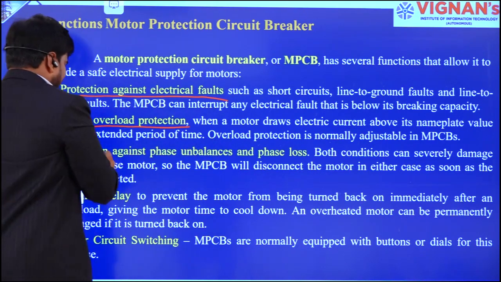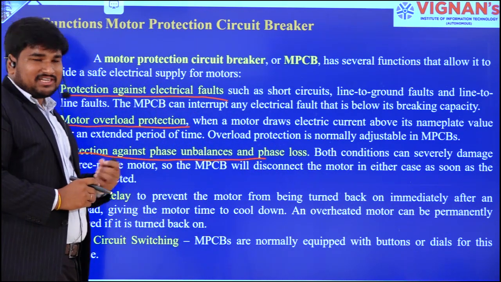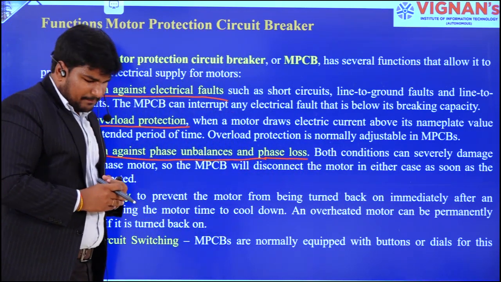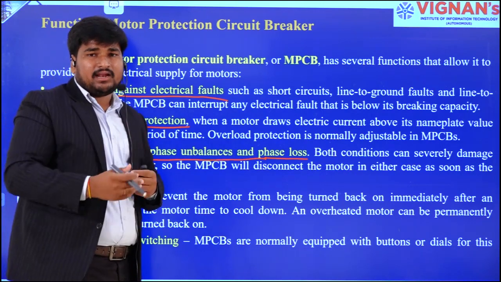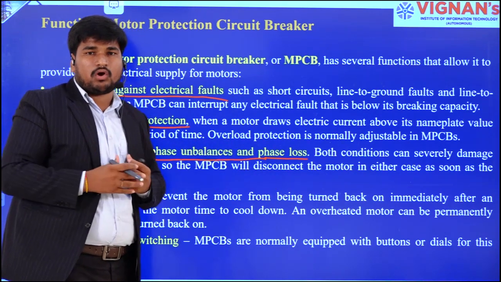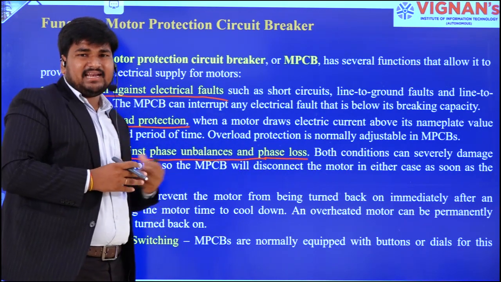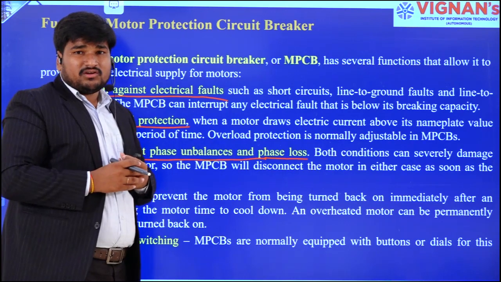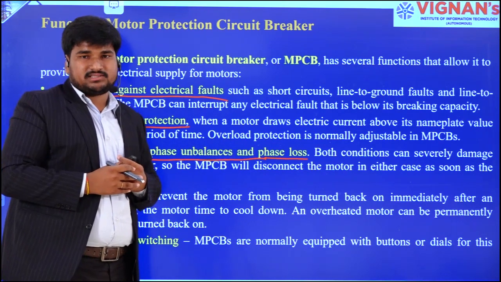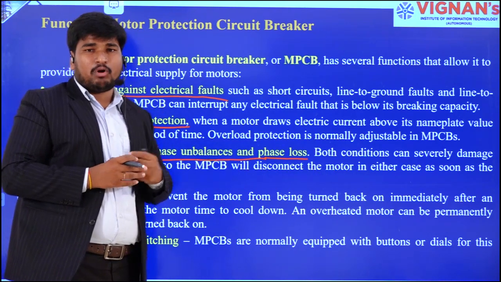And the next one is the protection against phase unbalances and phase loss as well. For example, due to some technical mistake, that means there may be loose contacts. Because of these technical mistakes, there may be a chance of unbalance occurring in the motor terminals, or there may be a chance of losing one phase of the motor terminals.